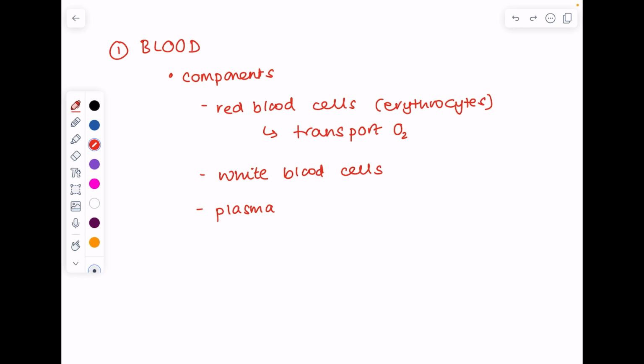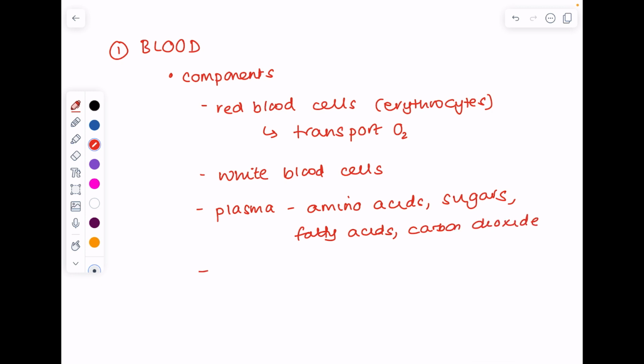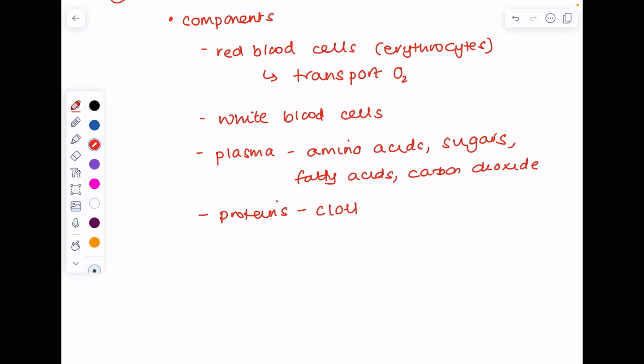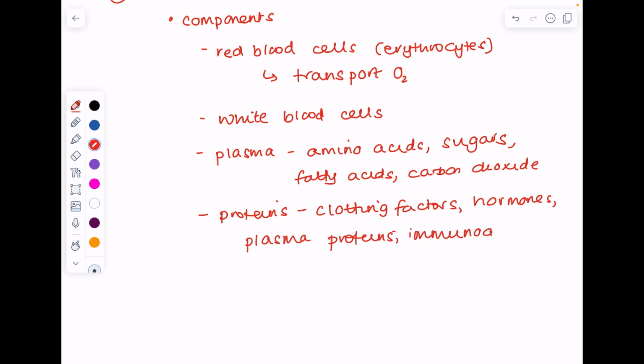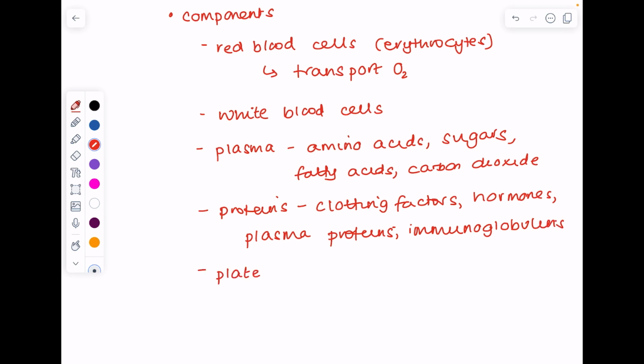You've got plasma, which transports dissolved solutes such as amino acids, sugars, fatty acids, carbon dioxide. Other components include proteins, which include clotting factors, hormones, plasma proteins, and immunoglobulins. And other components include those all-important platelets, which help to clot the blood at the site of a wound. So an awful lot of components carried by our blood.